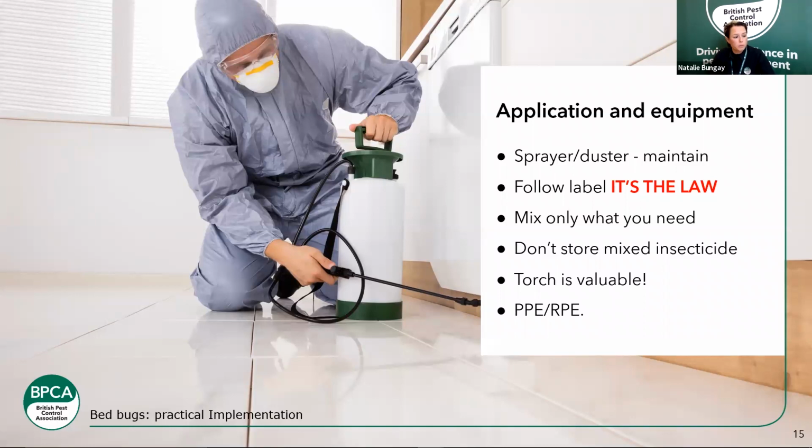Really, really important. And in terms of bed bugs, of course, a torch is valuable, really, really valuable. You couldn't do without it. We all like our torches. Okay, and PPE and RPE, make sure they're all maintained. Read the label. You know what you've got to use. Make sure anybody who's within the area that shouldn't be in the area is removed. Customers, etc. We shouldn't be carrying out these treatments with anybody there.